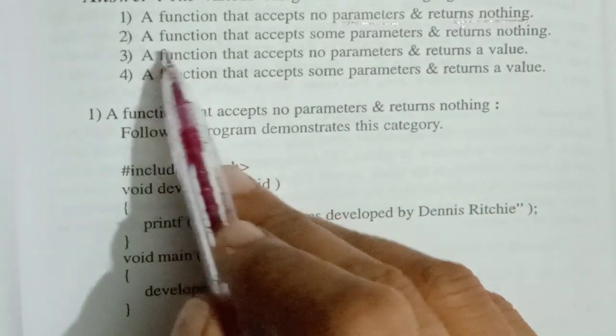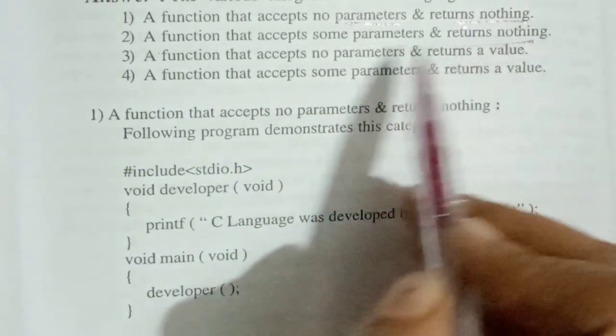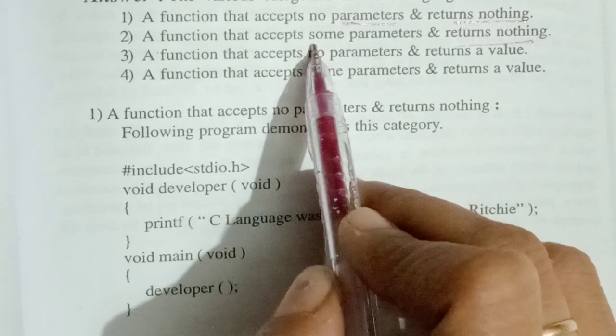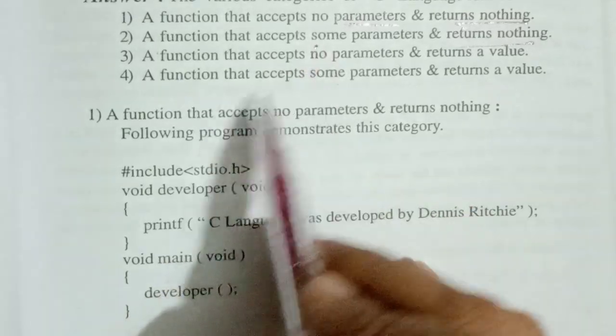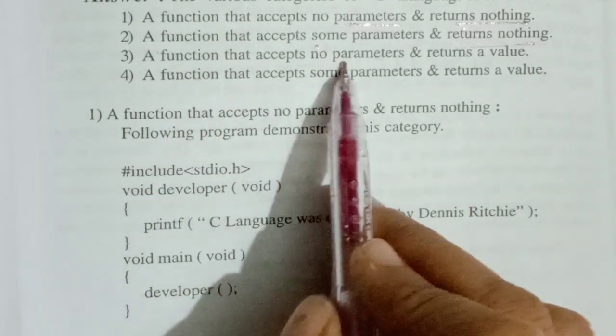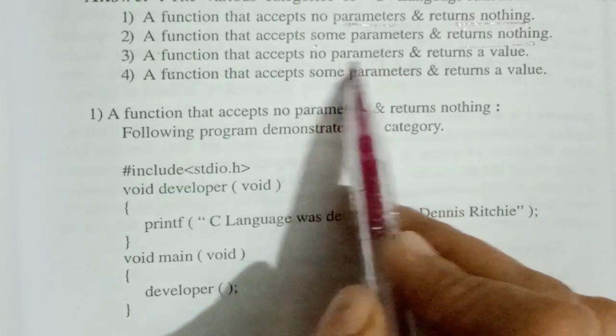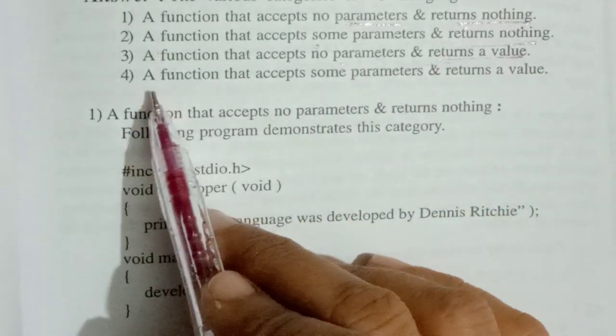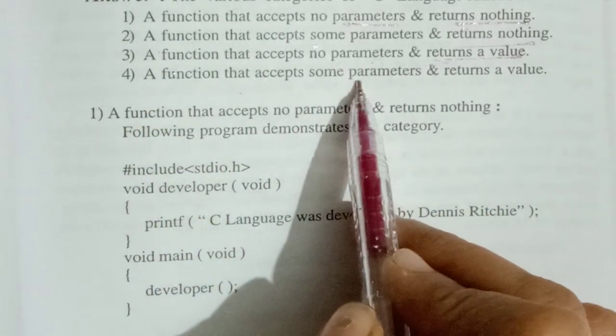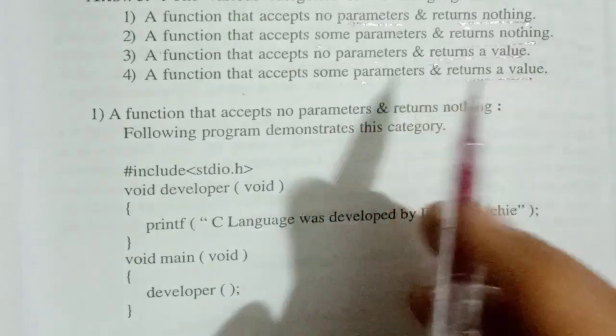Then next is a function that accepts some parameters and returns nothing. The function is accepting parameters but it is returning nothing. Next, a function that accepts no parameter but returns a value. And next is a function that accepts some parameter and also returns a value.